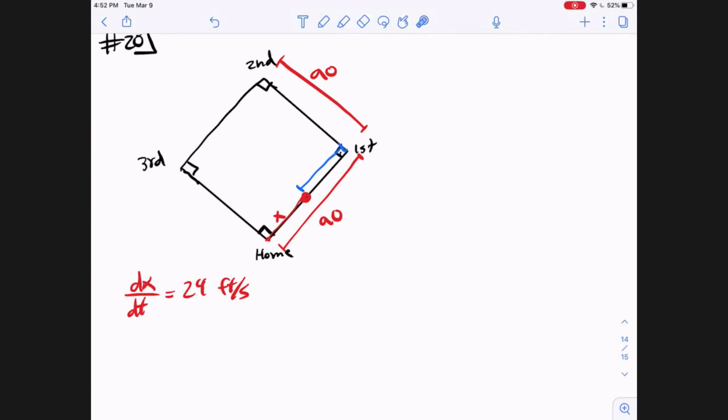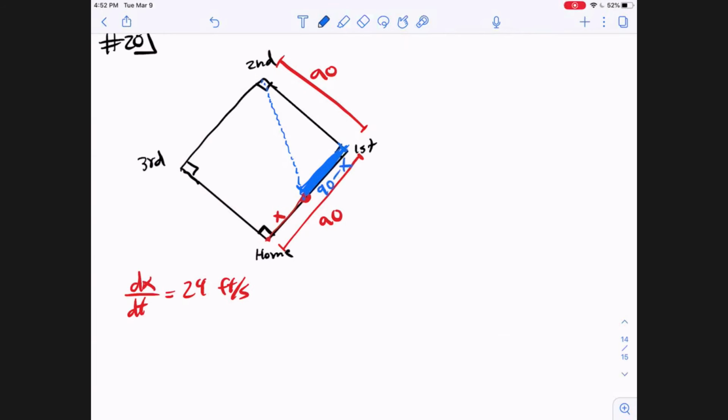So the question is, when he's exactly halfway to first base, how is this distance to second base changing? So we're saying this distance right here. When he's halfway to first base, that's where the red dot is. What is the distance to second base changing? So what we'll do is we got this distance right here, this blue line segment. What am I going to call this blue line segment? 90 minus x? Yes, 90 minus x. Correct.